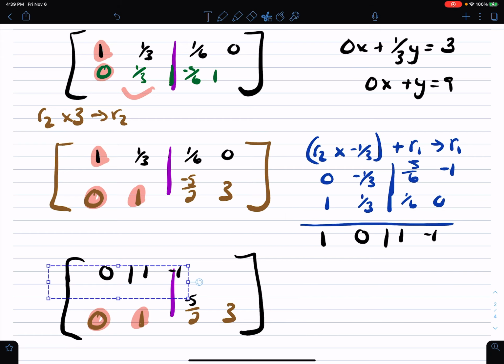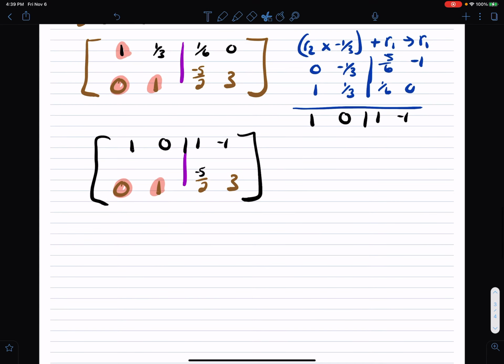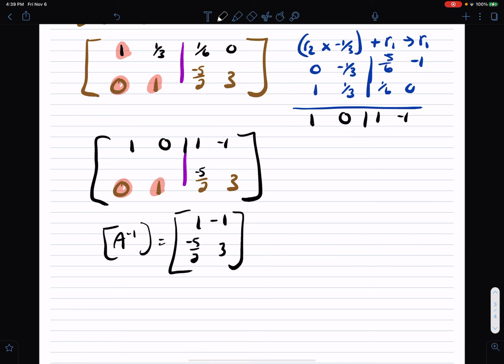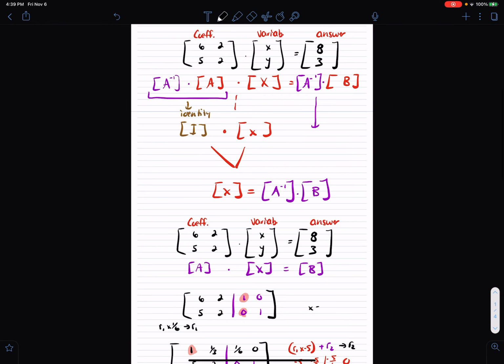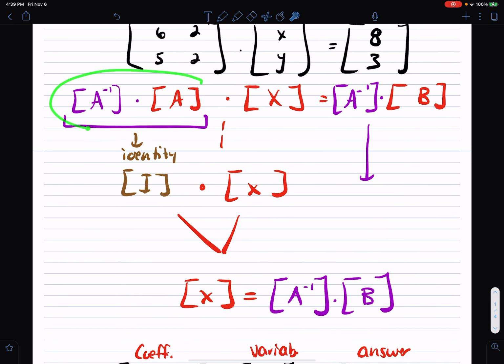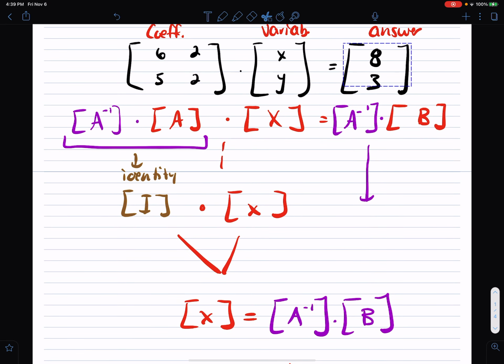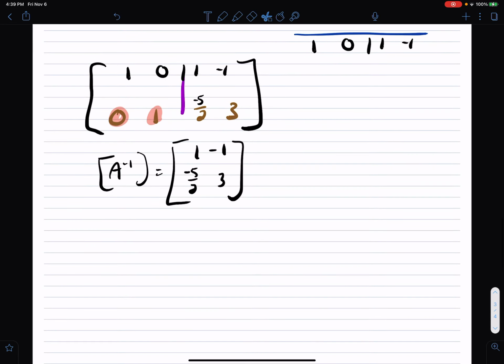So what we've done is we've successfully found the inverse of matrix A, because this is now the identity. So the inverse of matrix A is now this: 1, negative 1, negative 5/2, and 3. Now the reason we wanted that inverse matrix is because conceptually we knew if I could find the inverse of that matrix, that would help me isolate the answer matrix. So to get the matrix that contains the value of x and y, all I need to do is multiply matrix B by the inverse of A on the left. So we know what matrix B is, and I know what my inverse is.